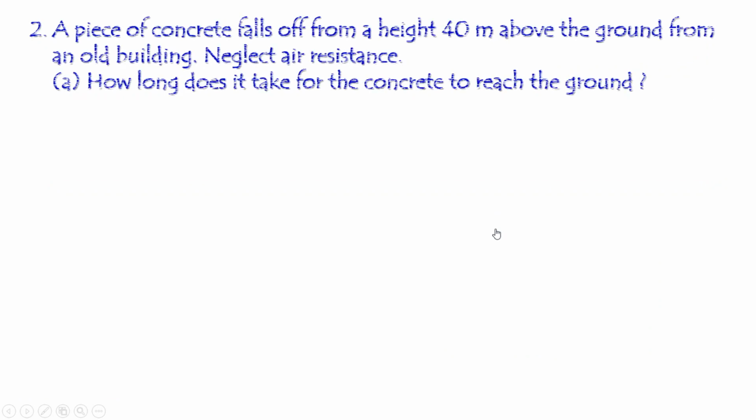Is it okay? So for the second equation, a piece of concrete falls off from a height of 40 meters from the ground, from an old building. Negate air resistance, so we do not need to consider the effect of air resistance. How long, meaning the time, does it take for the concrete to reach the ground? It seems that you only have two values, but to find the unknown from an equation, we need three data. So look at the question again.